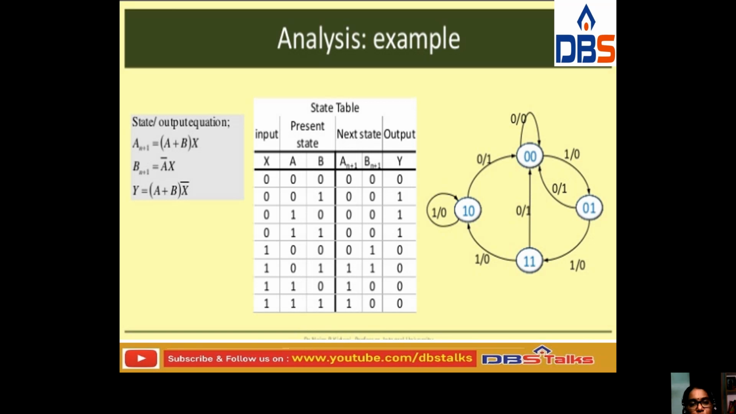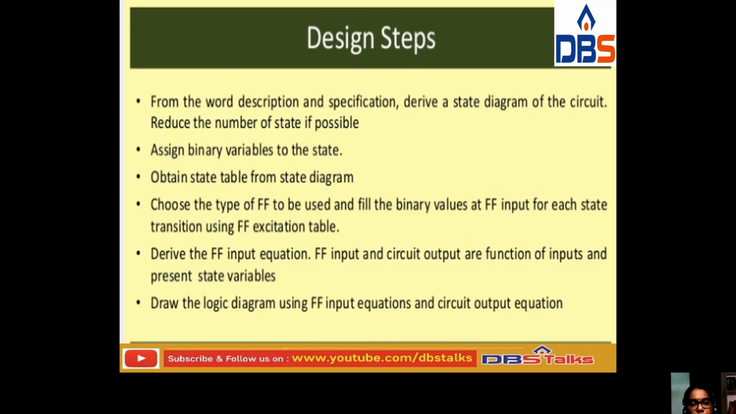So if you have gone to the next slide, these are the design steps that we are going to follow. From the word description and the specification, we are going to derive a state diagram of the circuit. That is, we can reduce the number of states if it is possible. Then we assign binary variables to the states so that we can obtain the state table from the state diagram.